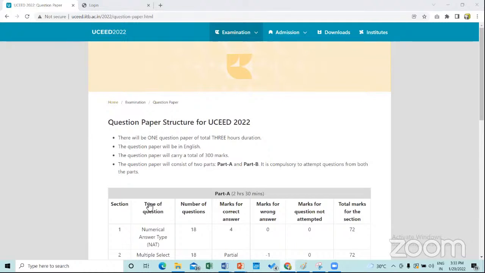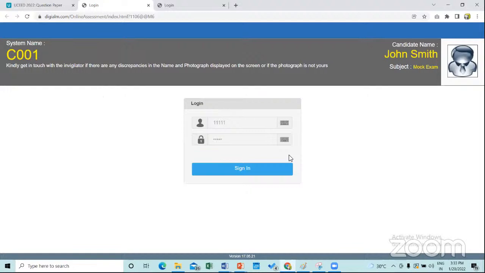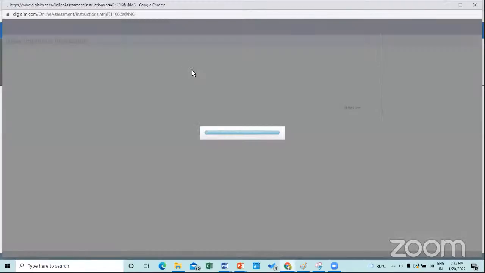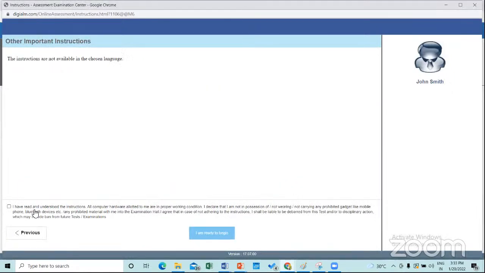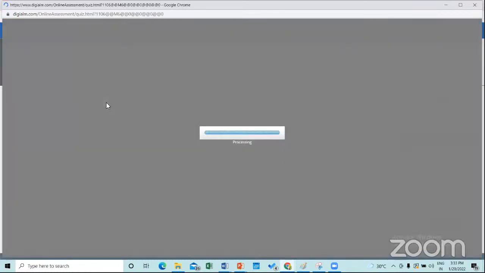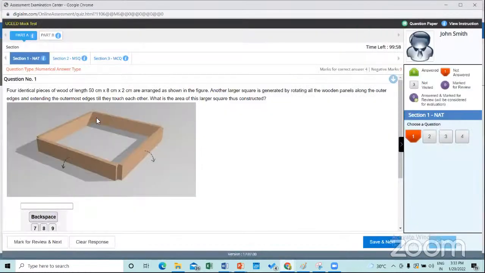So at the last, there is a sample exam interface link. Here you can just click on sign in. You can see the interface of the examination like this. And next, here you can see the interface of the UCEED examination. Okay, so here it is.